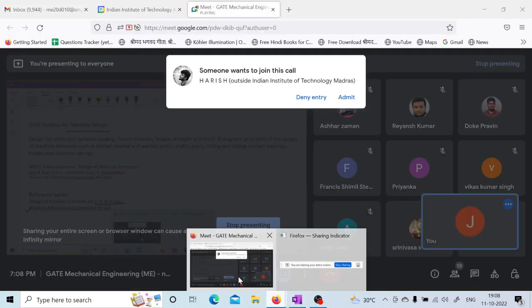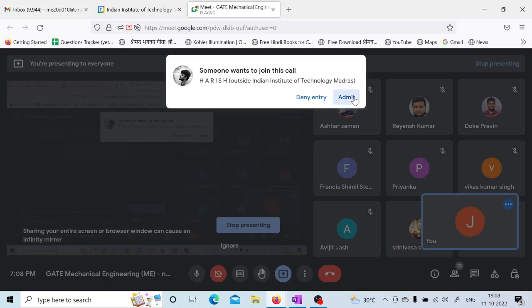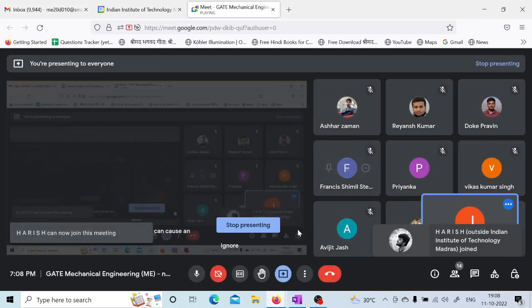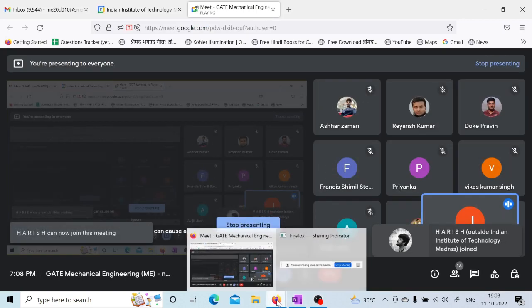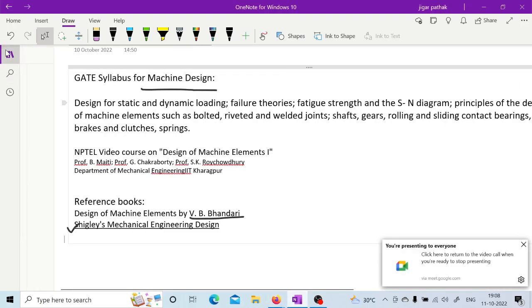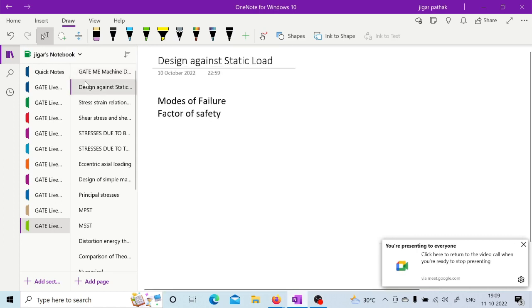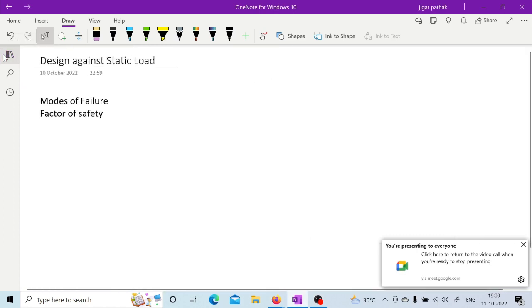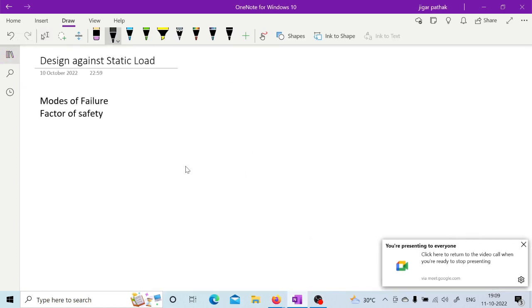So today we will start with design against static load. So if we start discussing this, the very first thing is, what is static load?